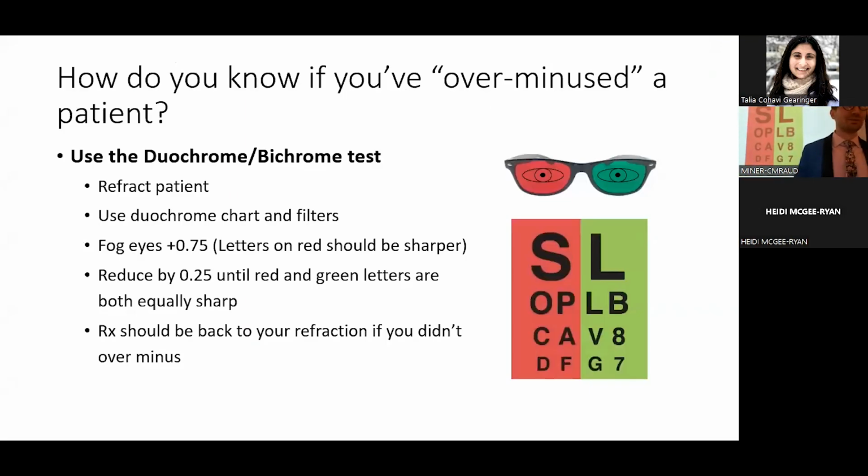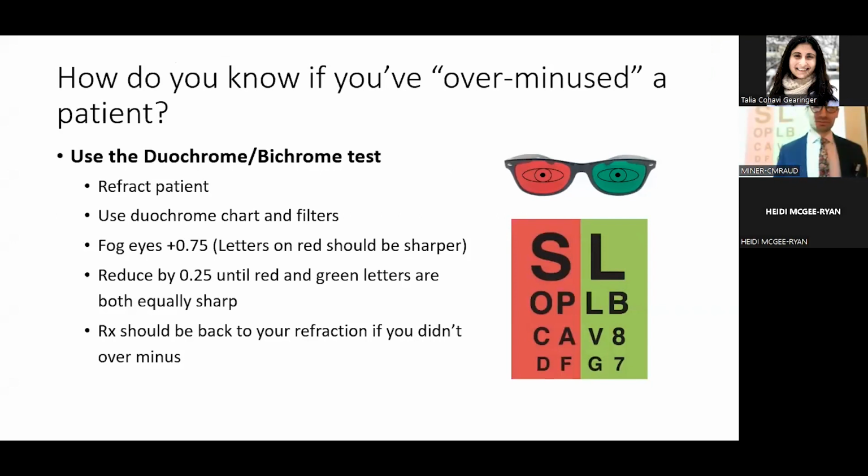So how do you know if you've over minused the patient? You really don't, right? You don't unless you check. One of the ways you can check, I don't know how many of you are familiar with the duochrome or the bichrome test. Is this something that you use? Yeah, a little bit. So this is a way you can check and see if a patient's been over minused.